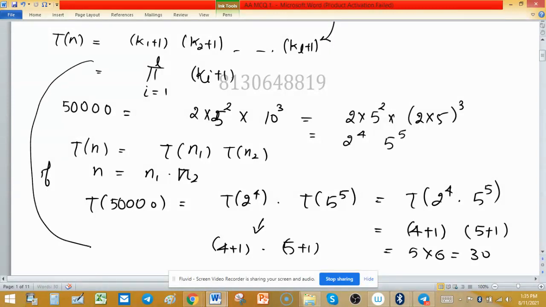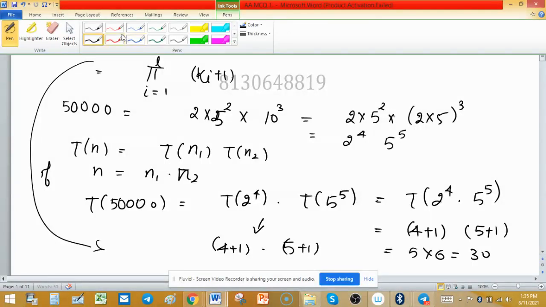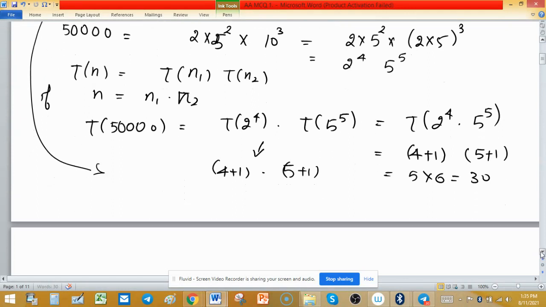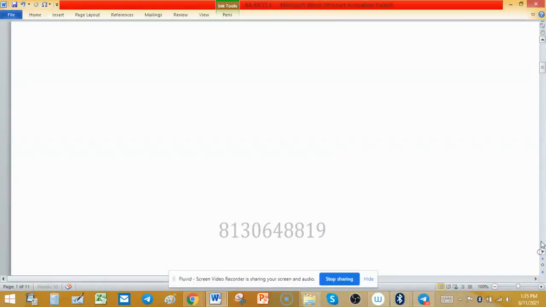So how do we get this formula or this structure of tau n? Basically this is very simple, as I already told you how to use the tau function. Tau n is (k1 plus 1)(k2 plus 1), and so on up to (kl plus 1), if n can be written as p1 raised to the power k1, and so on up to pl raised to the power kl.